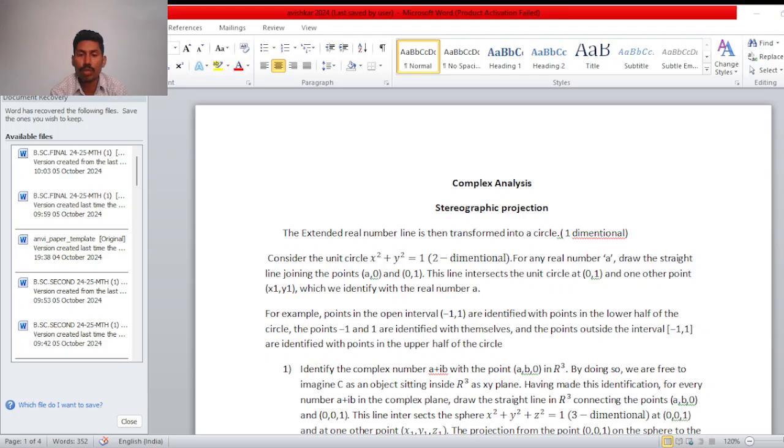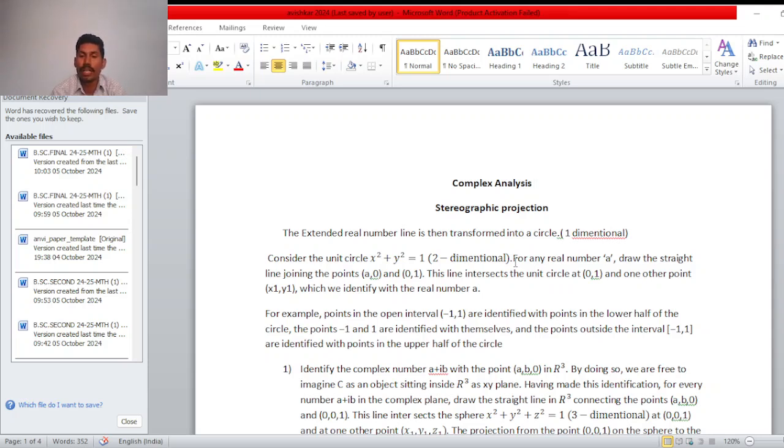Today my topic is complex analysis. In that topic, I am explaining the article stereographic projection. So first of all, the real number line is transformed into a standard unit circle. That is, the extended real line is the real line containing both plus infinity and minus infinity, and the standard unit circle is x square plus y square equal to 1, the circle centered at origin and having radius 1.